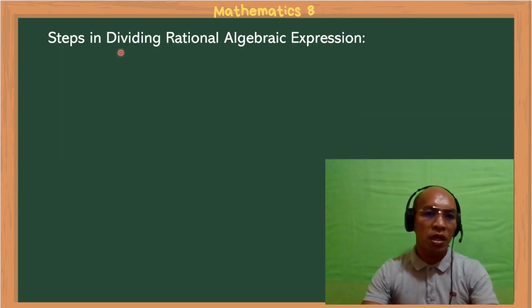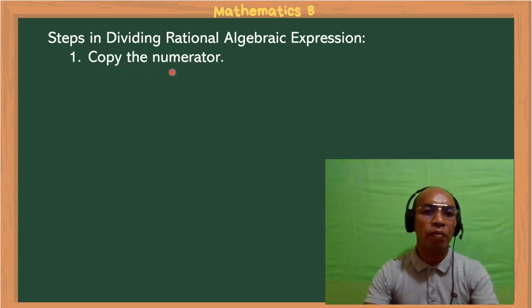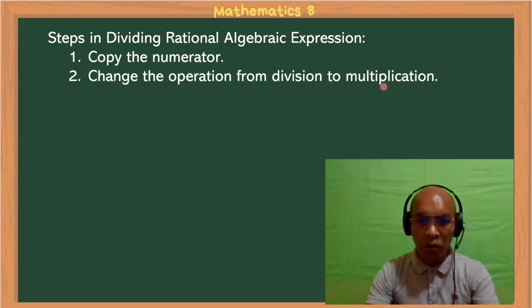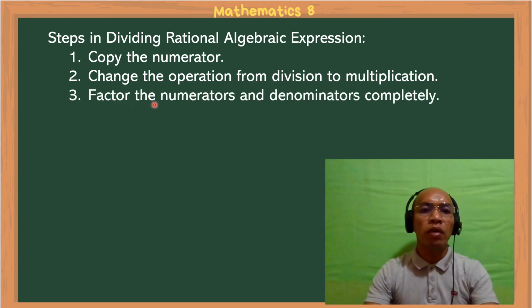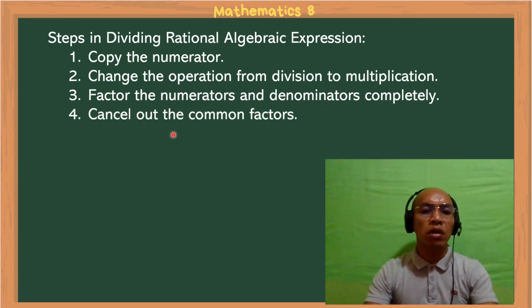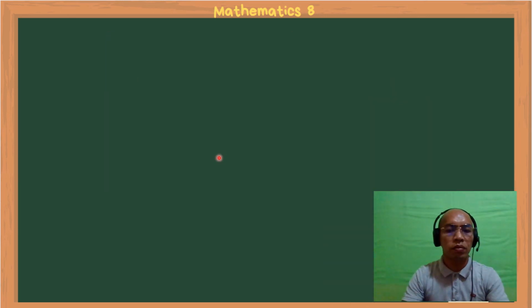These are the steps in dividing rational algebraic expression. First, we are going to copy the numerator. Second, change the operation from division to multiplication. Thirdly, we are going to factor the numerators and denominators completely. Then cancel out the common factors. Again, this is already the steps in multiplying fraction, and multiply the remaining factors.